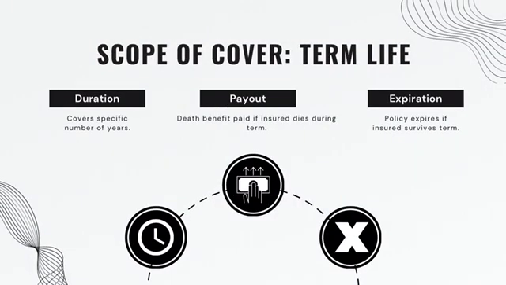Okay, first we will start with term life insurance. In term life insurance, the scope of cover is duration, payout, and expiration. First is duration: cover for a specific number of years. Second is payout: the benefit is paid if the insured dies during the term. And lastly is expiration: the policy expires if the insured survives the term.